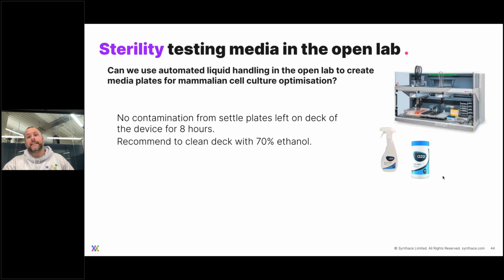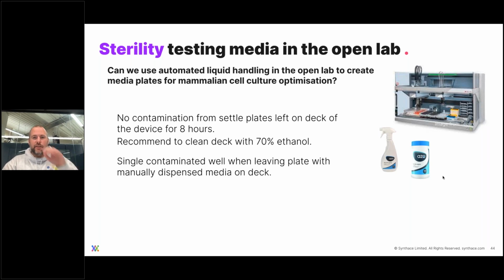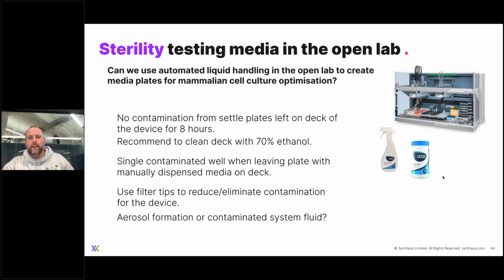So in answer to this question that we posed, we saw no contamination on the settle plates on deck after 8 hours in the open lab. That single contamination event in the manually dispensed plate meant that things were not conclusive, and we'd like to run this again to see if it may have been something to do with the preparation of the plate rather than it being on deck for 8 hours. But we did conclude that filter tips are a must to prevent contamination of media when using an automated device in the lab. We hypothesized that the filter tip was giving us protection from either aerosol formation or from contamination from the system liquid from the device that it uses to aspirate instead of air.